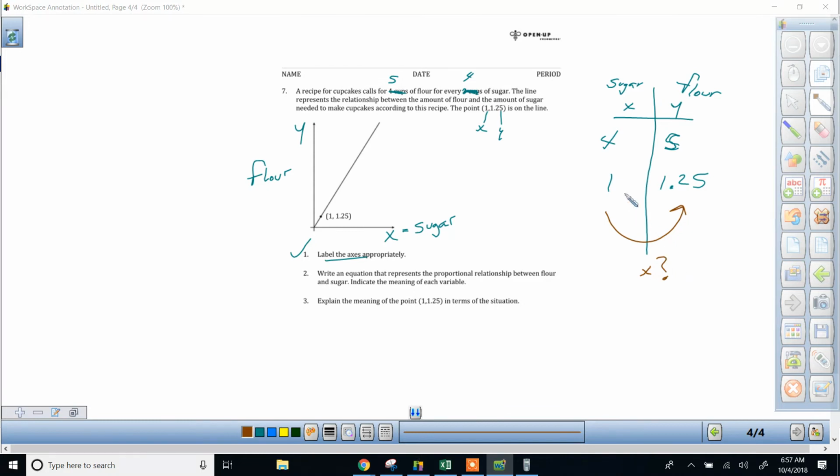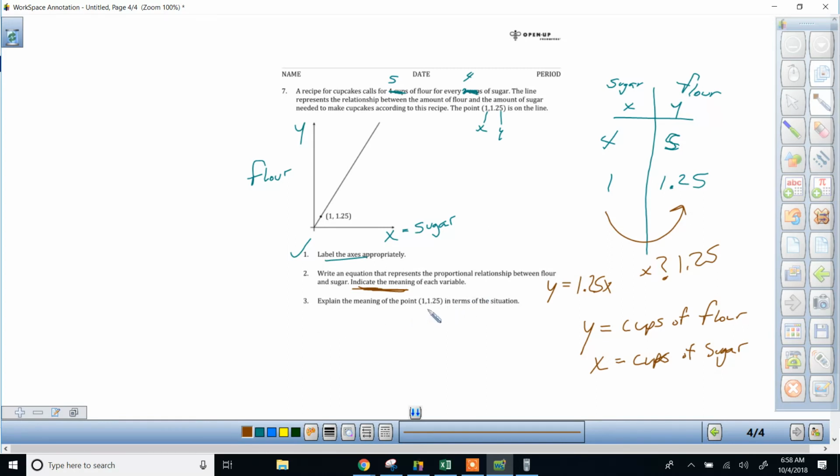So we know that we have to multiply x by 1.25 to get to y. That means our equation is simply y equals 1.25 times x. And there's our equation. It says indicate the meaning of each variable. Well, y represents cups of flour, and x represents cups of sugar. Don't forget to include this part. If you don't, you're not doing what it asks you to do in the situation. You get the equation and the two parts of meaning of the variables.